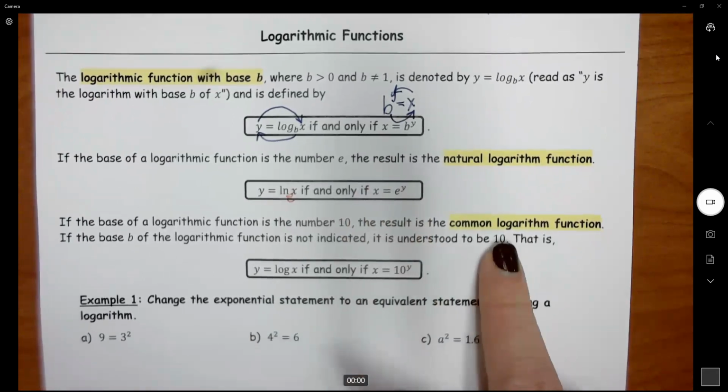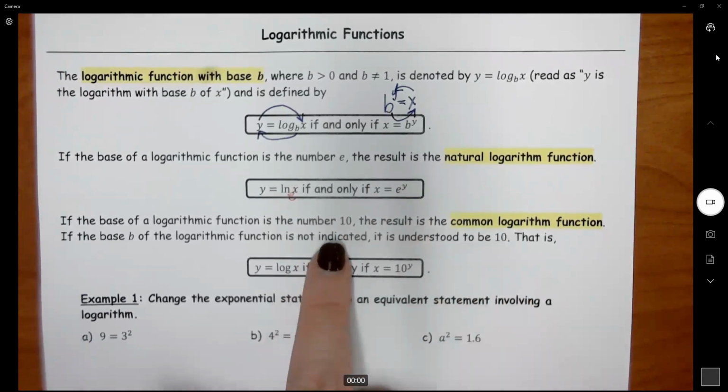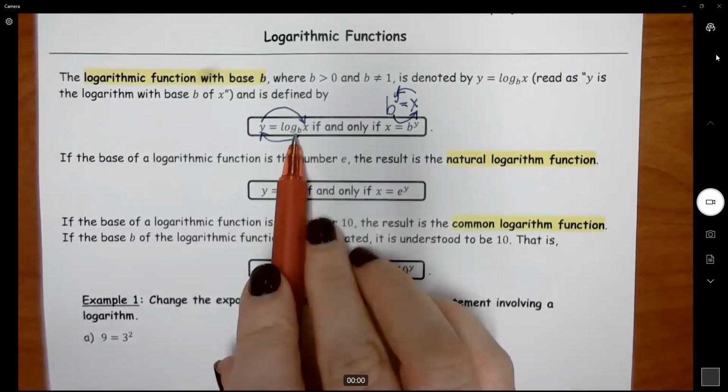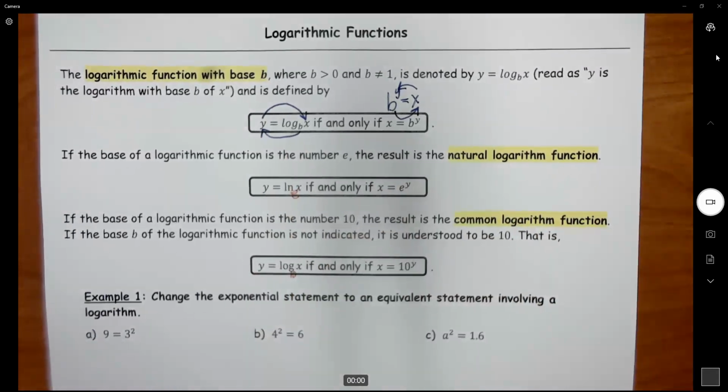Another one is your common log. Common logs are known to have a base of 10. So when you just see log, but you don't see a little number here, then this is your common log, which has a base of 10.